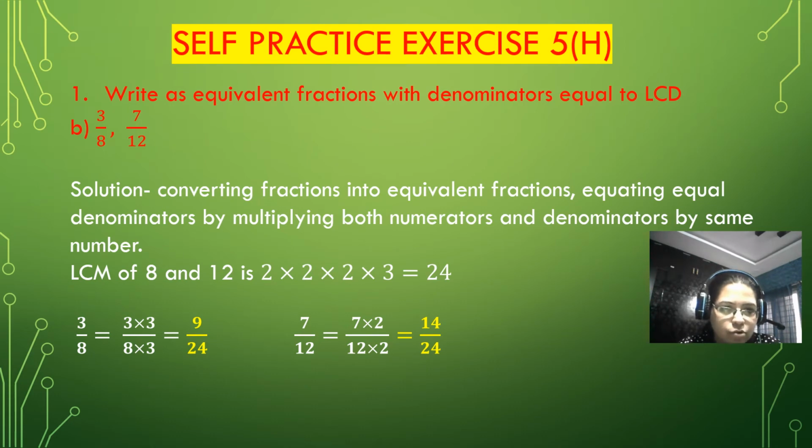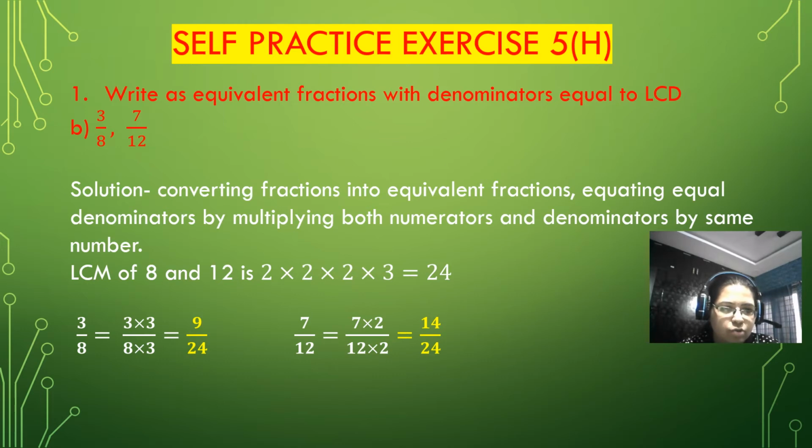Now we have to solve question number 1, part B. 3 divided by 8 and 7 divided by 12. We have to express these fractions as equivalent fractions with denominators equal to the LCD of the denominators of 3 divided by 8 and 7 divided by 12. Converting the fraction into an equivalent fraction, we just equate to the LCM or LCD of the denominators by multiplying the same number with both numerator and denominator of the fraction.